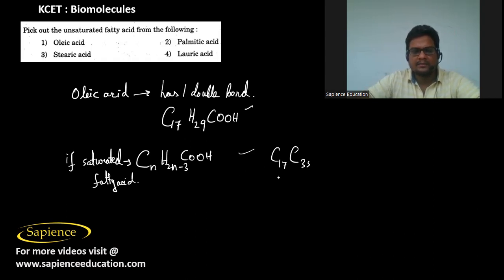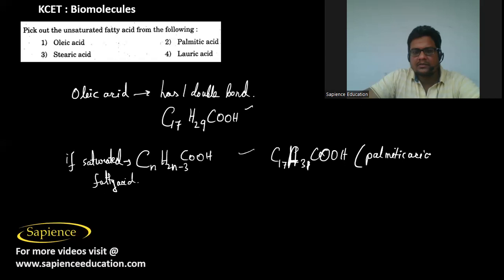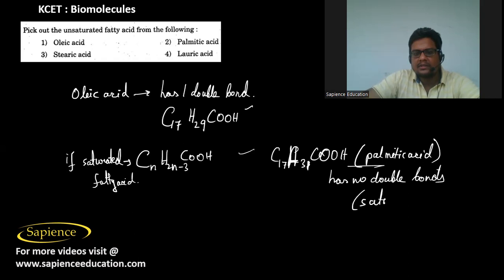So it means that if it has 17 carbon atoms, then it should be C17H31 COOH, which is called palmitic acid. Palmitic acid has no double bonds. It means that it is a saturated fatty acid. And since oleic acid has got one double bond, it is an unsaturated fatty acid.